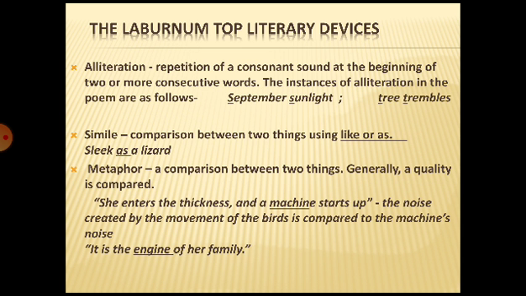Now let me discuss some literary or the poetic devices used in the poem. The first one is alliteration, which is a repetition of a consonant sound at the beginning of two or more consecutive words, like September sunlight, tree trembles. The next one is simile, comparison between two things using the words like or as. Example, sleek as a lizard. The bird goldfinch is compared with the lizard here.